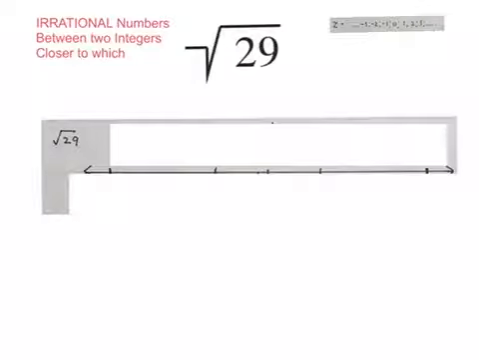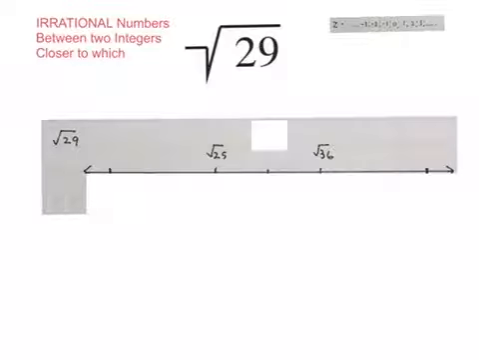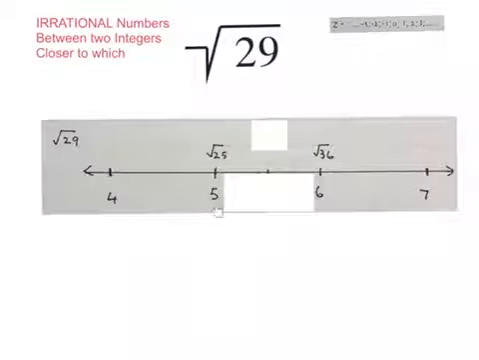I put out 1, 2, 3, 4 markers. I know the square root of 29 lies between the square root of 25 and the square root of 36. Perfect square roots. That means it lies between 5 and 6. If you have trouble with this, please stop the video. Now we need to find out whether it is closer to 5 or 6.